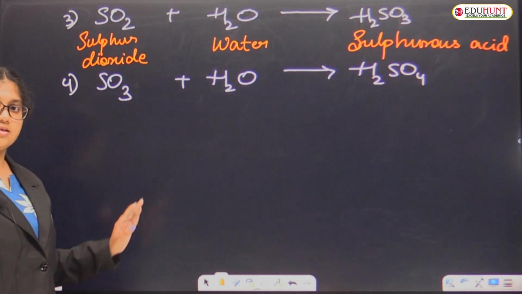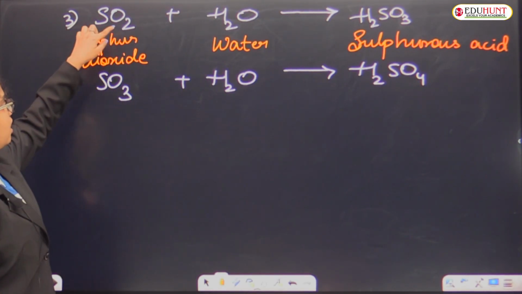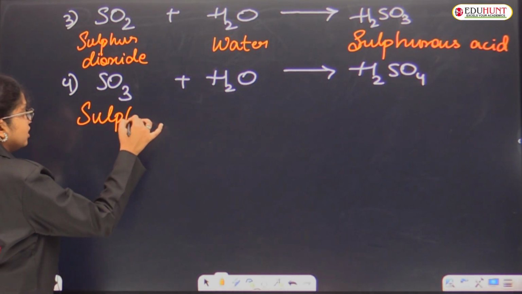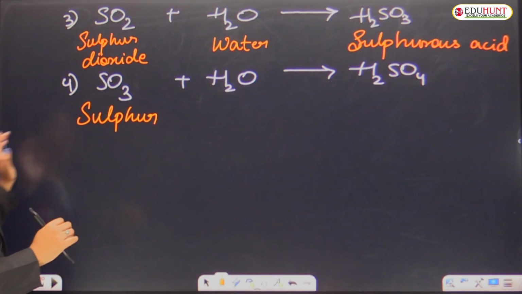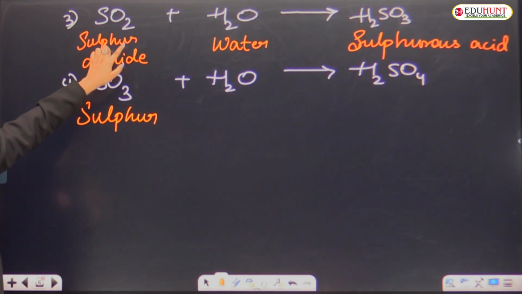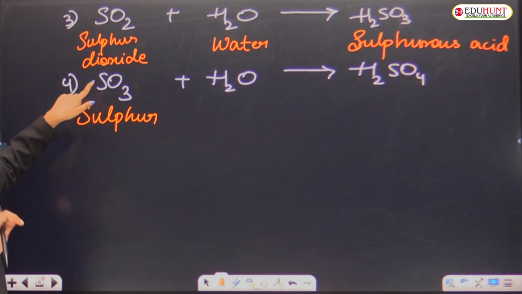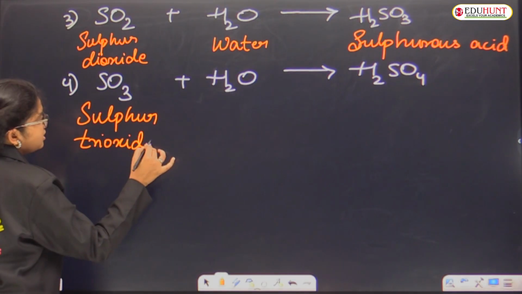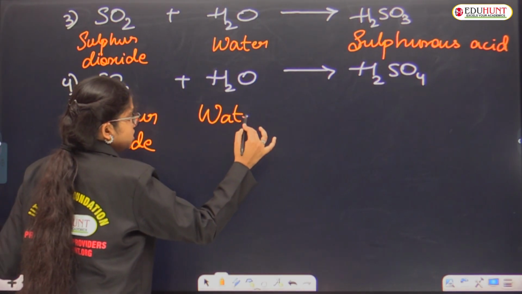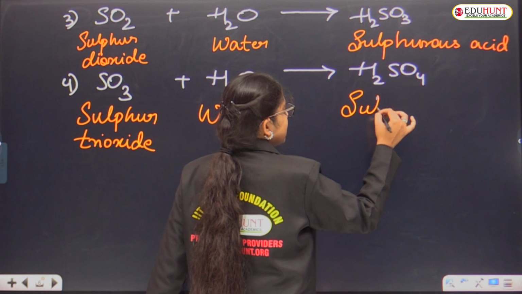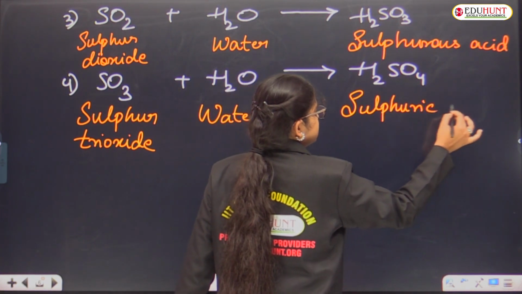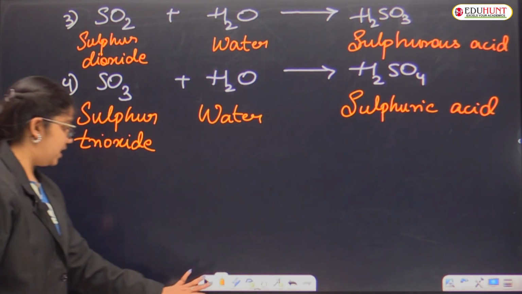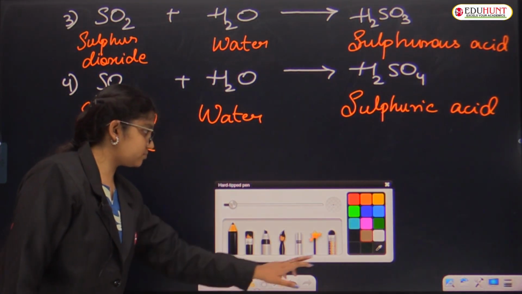Now, SO2: S means sulfur, O2 means dioxide. Then what about O3? Here O2 is there, no? In the third example, O2 means 2, dioxide. Here 3 means, very good, trioxide. It is trioxide, reacting with water to give which acid, children? Sulfuric acid this time. Clear enough? Very good. Now, let me give you one last example.